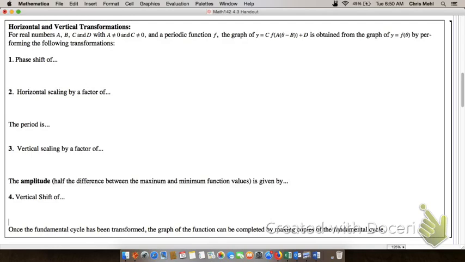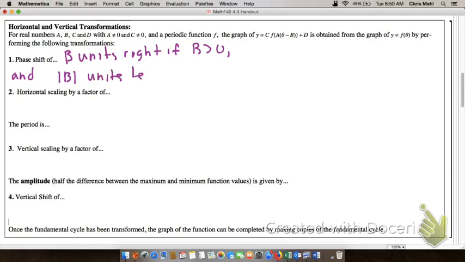Instead of calling it a horizontal shift, if your function is periodic, we now call it a phase shift, and it's going to be a phase shift of b units right if b is greater than 0, and absolute value of b units left if b is less than 0.